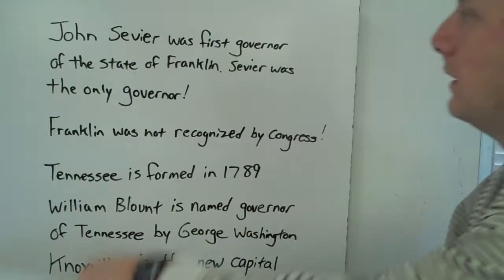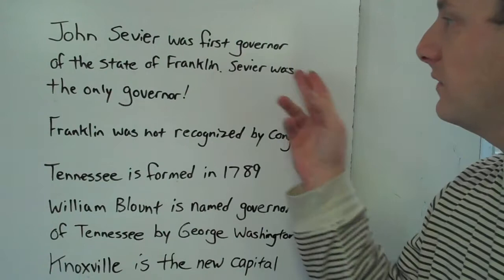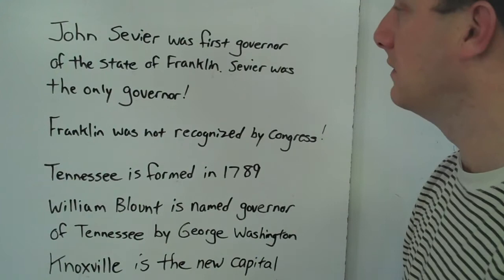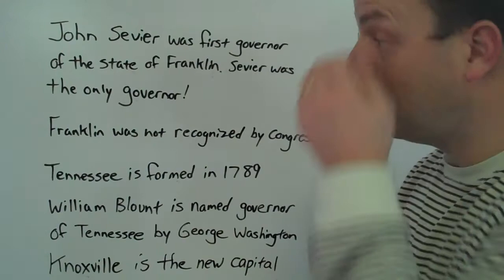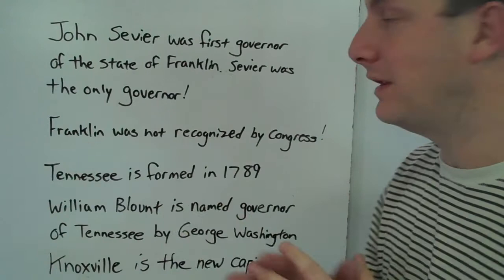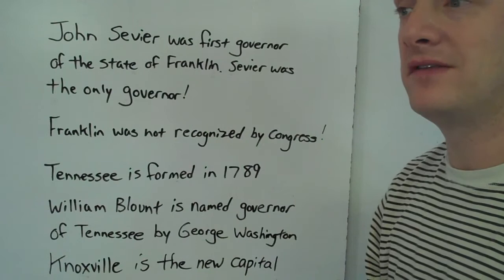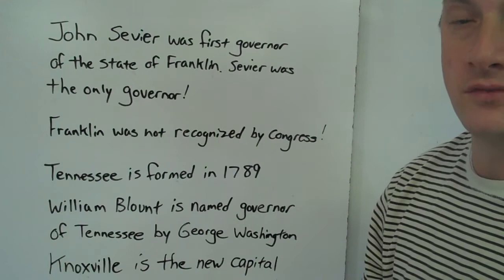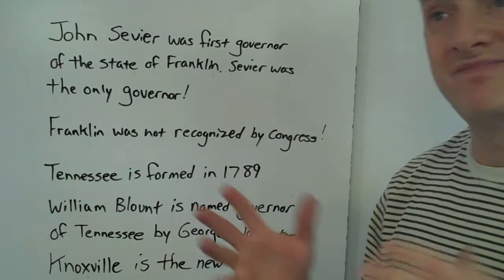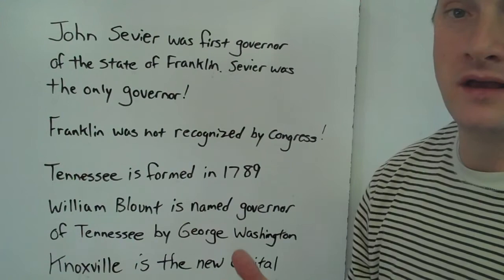John Sevier was named as the governor. He was the first governor of the state of Franklin. Sevier was the only governor for the state of Franklin because, due to several issues, Congress did not recognize Franklin, or this area that we live in East Tennessee, as being a state. And so North Carolina finally makes up its mind and says, well, we don't want to release that land east or west of the Appalachian Mountains. And so the state of Franklin really technically doesn't exist, although we in East Tennessee like to say that it did. Officially, it did not.